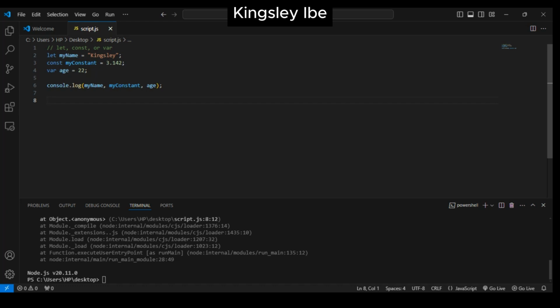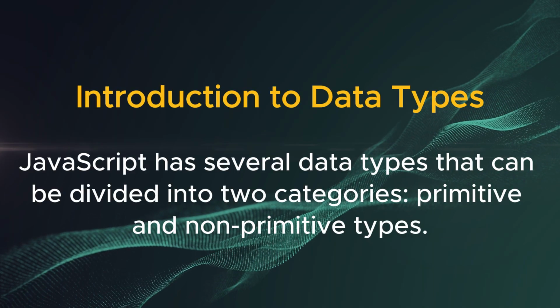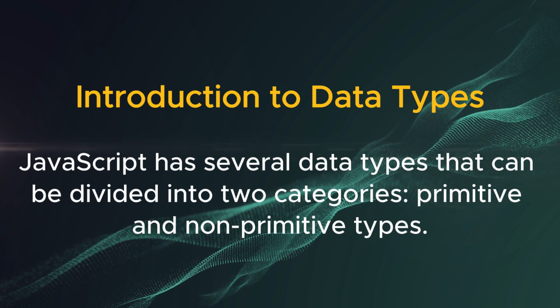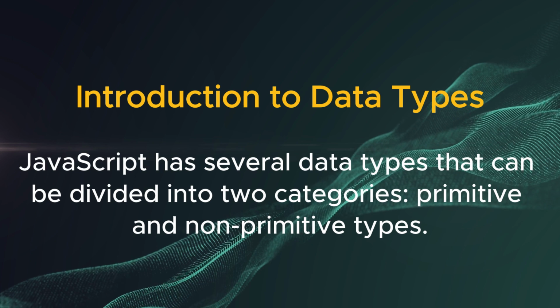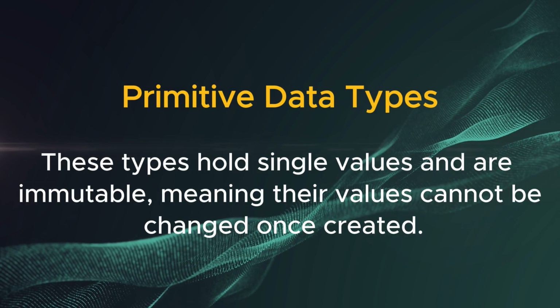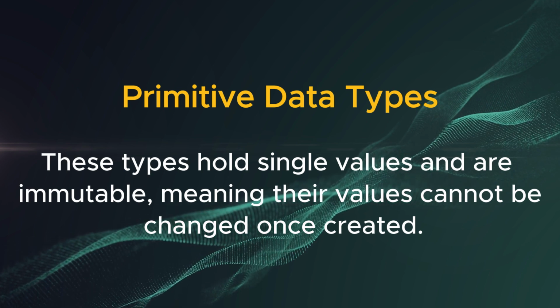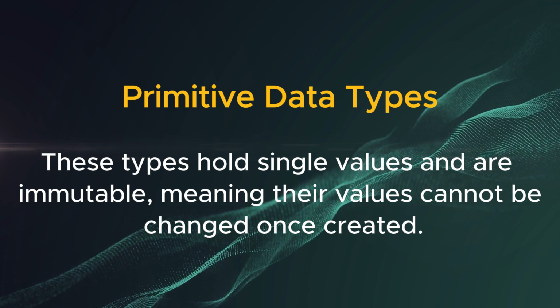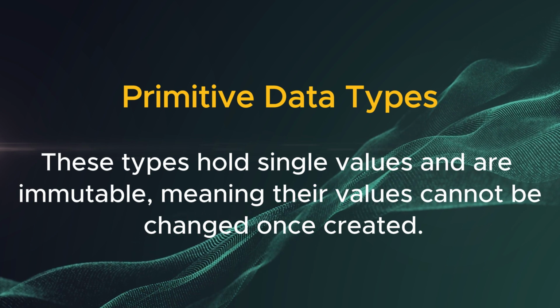Now that we understand what variables are and how they can be used in our JavaScript code, let's talk about data types. JavaScript has several data types that can be divided into two major categories: the primitive and the non-primitive types. Now, the primitive data types are data types that hold single values and are immutable, meaning their values cannot be changed once they are created.